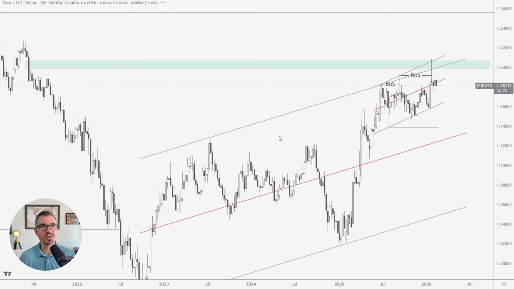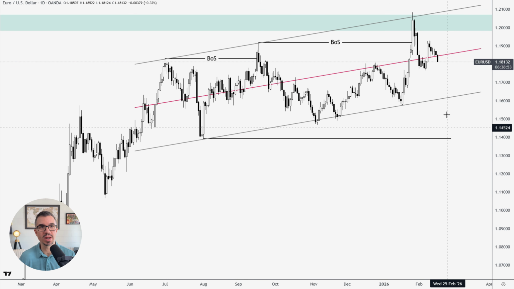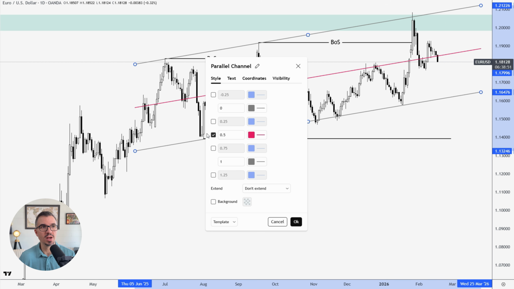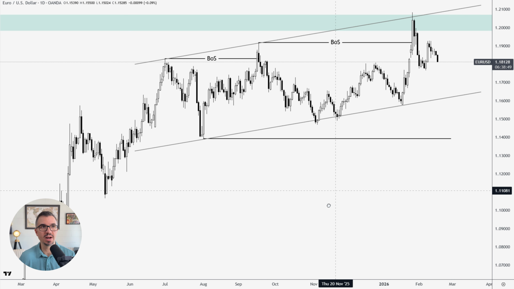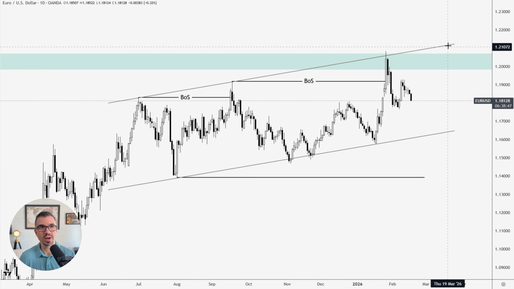Okay, so hopping back here to the daily time frame, again, we have the market trading within this distribution channel. So if we turn off the midline here, just to kind of clean it up again, this is essentially what you're looking at, okay?